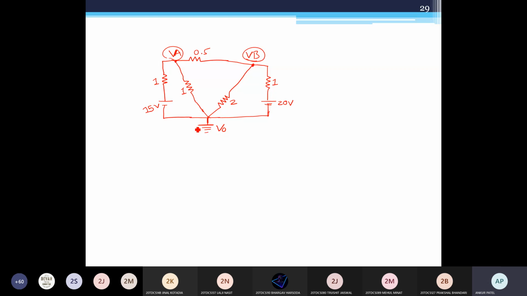The negative terminal of an active element is your reference node. Basically you can consider the negative terminal of the active element as the reference node, or where 3 or more elements are connected together, that is your reference node. So where more elements are connected, that is your reference node. Now get the equations for VA. VA is connected to this, to this, to this. Initially, just assume the current direction.